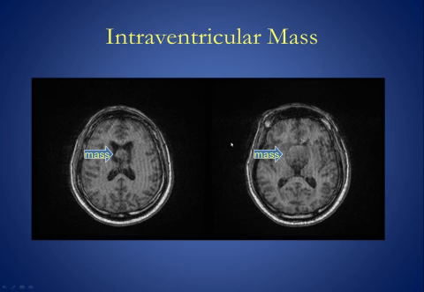I just wanted to show an example of an intraventricular mass. Sometimes you can have masses that arise from within the ventricular system. This is a lesion that arises from the septum pellucidum within the lateral ventricles, and this was thought to be a central neurocytoma, which is one of the intraventricular masses.